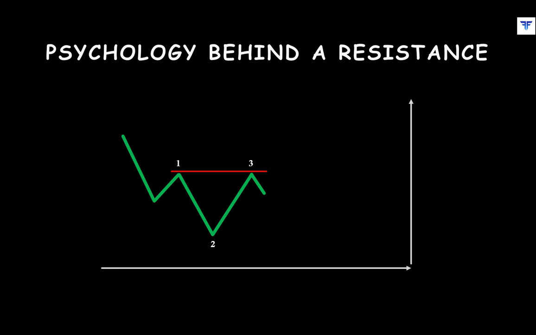Also, sellers who had missed the opportunity to sell when the price was at point 1, or sellers who sold at point 1 and now want to sell more on subsequent price rallies, would be more inclined to sell the security as and when the price rallies back towards the highs of point 1. This also causes supply to increase on subsequent retest of a prior peak or a prior resistance.